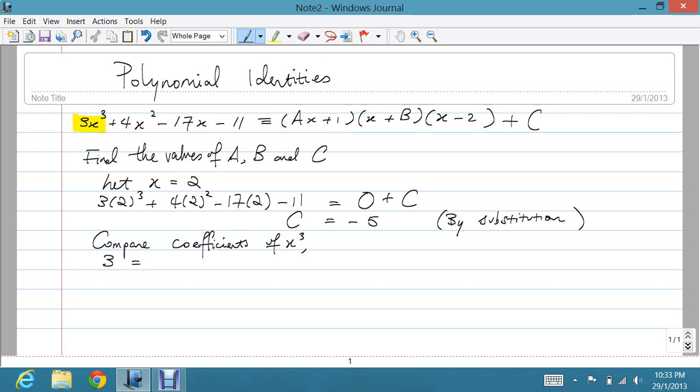On the left, as I said, it is equal to 3. On the right, how do I get the x cubed term? You can expand everything out, or you can observe that the only way to get x cubed is when I take ax times x and take the result times x again. That's the only x cubed term in the whole expression. So 3 must be equal to a. a equals 3.